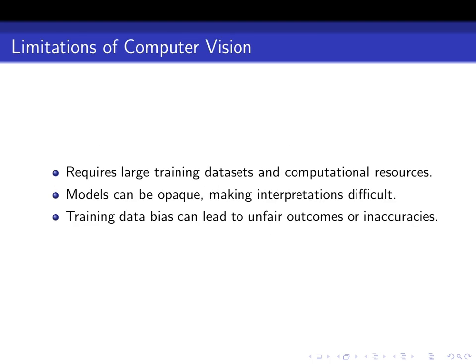Despite its potential, computer vision faces several limitations. It requires large amounts of labeled data and significant computational resources. Models can be opaque, making their decisions difficult to interpret. Bias in training data can lead to unfair outcomes, affecting the reliability of results.